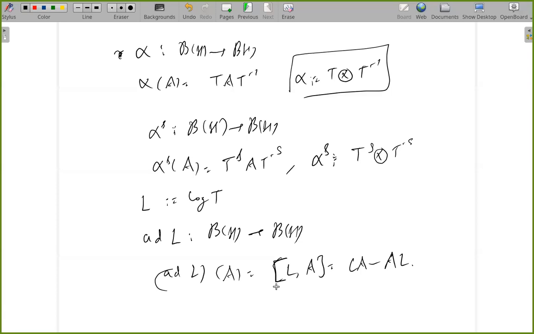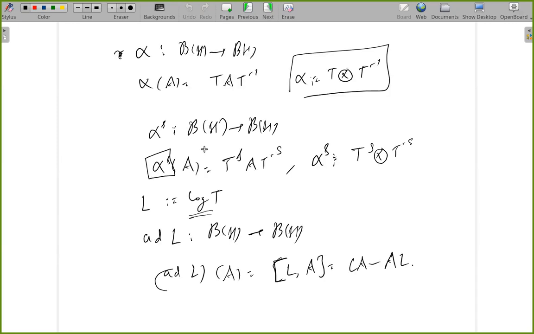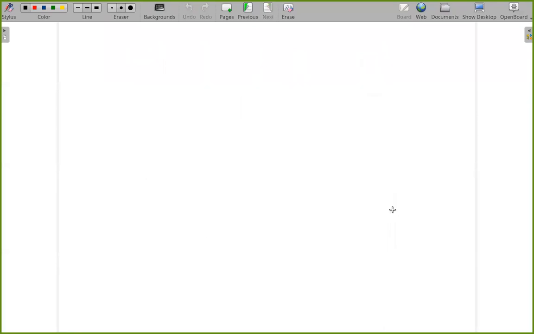So if you have an inner automorphism, you'll get that at the infinitesimal generator. So our point here is to say that the infinitesimal generator of alpha to the S is actually ad of log T. So that's what we want to show first. And clearly these are inner automorphisms. It's a one parameter group, in fact, a group of automorphisms. Here, by the way, I should specify S I'm not taking to be a complex number. I'm specifically taking S to be a real number. Later on, we'll deal with complex numbers.